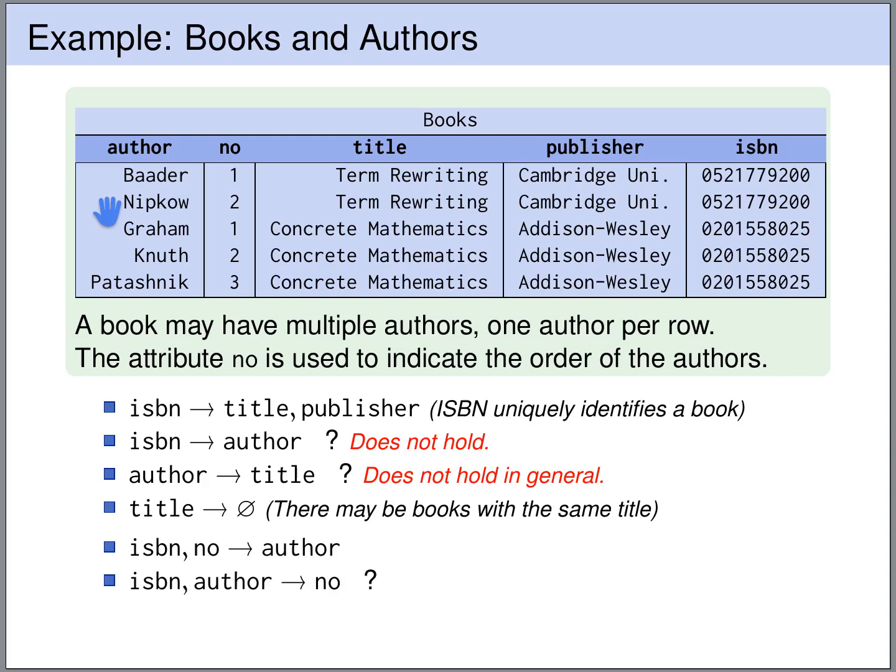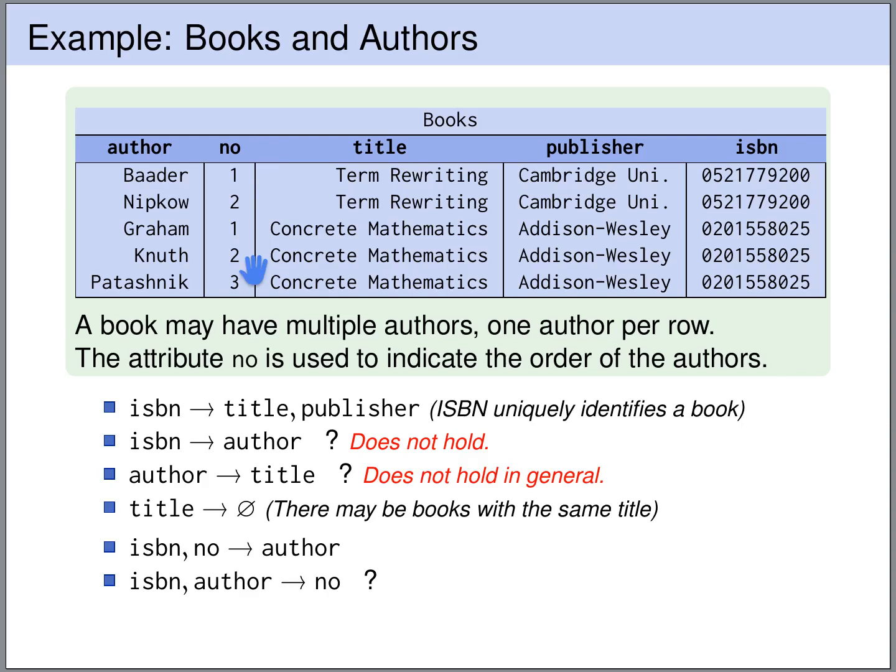What about the combination of the ISBN and the author name? Does this uniquely determine the number, so whether this is the first or the second author? Again, in this database state, it uniquely determines the number of the author. If I tell you the ISBN and the name of the author, you can tell me whether this author is first, second, or third author.